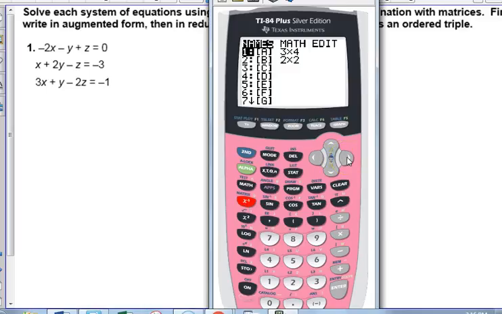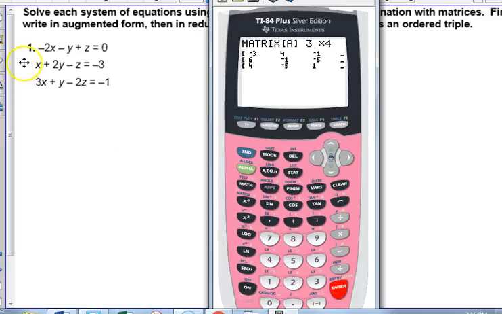Arrow to the right twice, because in order to be able to put a matrix in, you have to be under Edit. Okay, I'm going to put it in A, so I'm just going to hit Enter, and then I have to know what size it is. What size am I going to use for this one? This is what I'm going to enter, and I'm going to write it down. You don't have to write it on your paper, but I think for your notes once, it might help to write it down once.